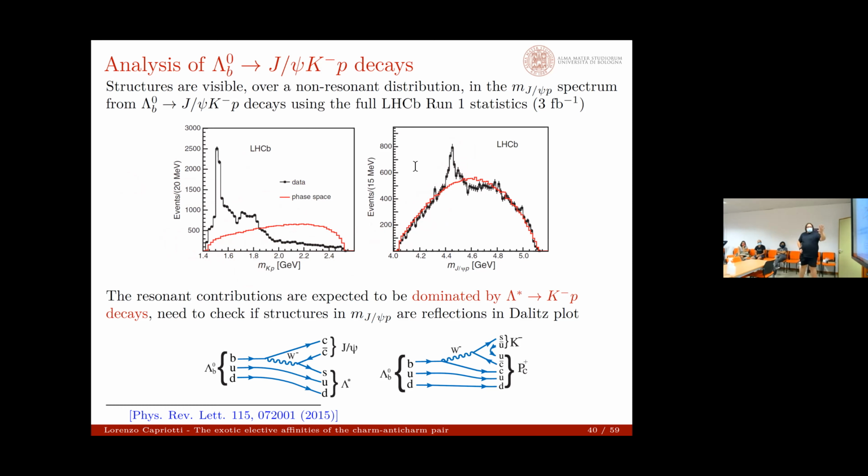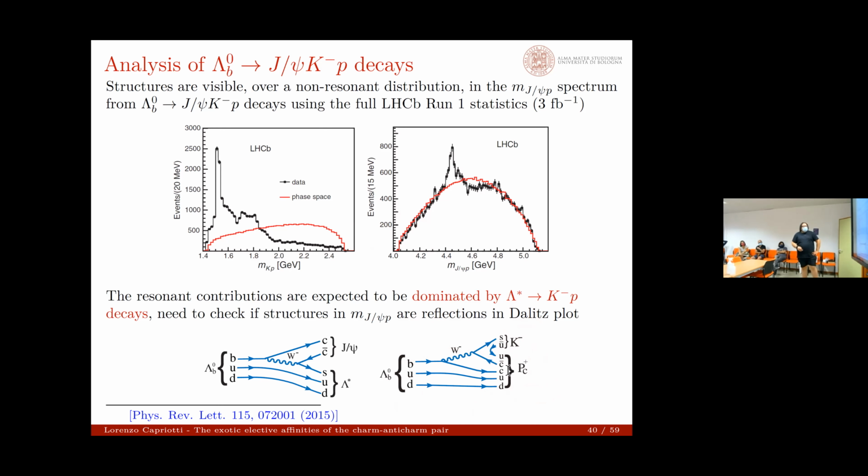In this decay chain, of course, you expect a lot of excited Lambda to K proton decays to dominate the shape of the mass spectra, which is basically this Feynman diagram here on the left. Although you can actually also have something like this, where this P_c state is what we now know as a pentaquark.